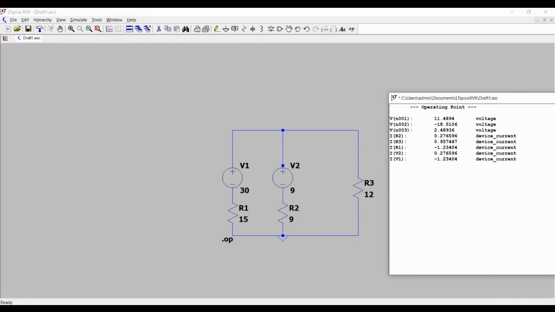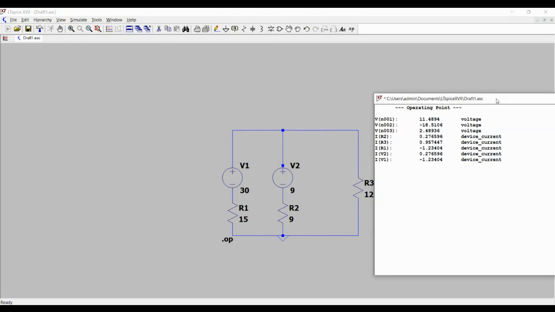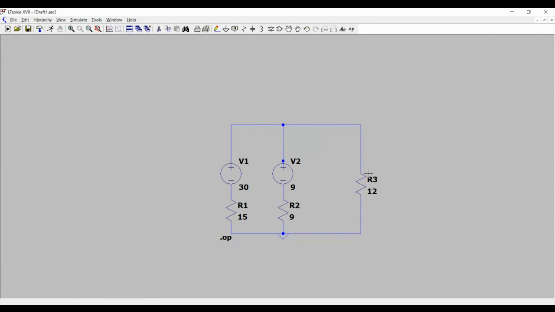But look at our voltages over here at node 1. So nodes are these points over here. So there's a node here, another node, and another node. But what you can also do, let me just make sure, control. So keep control.